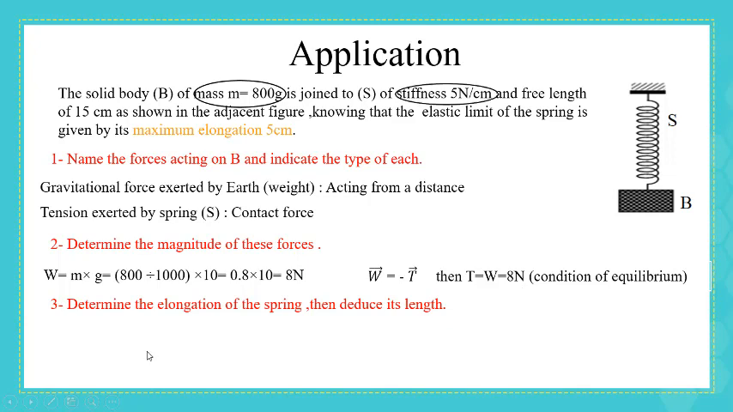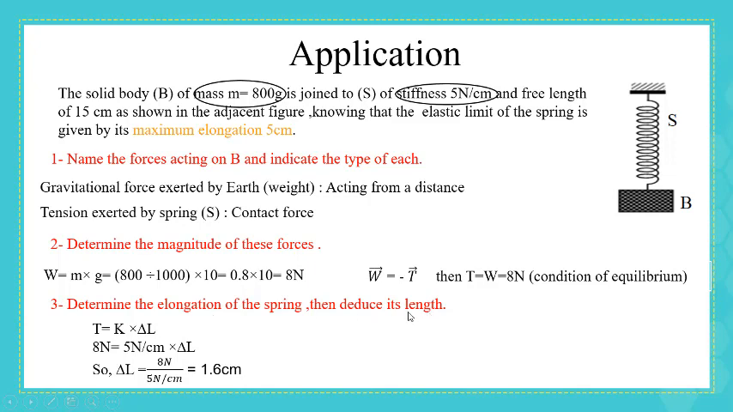So apply Hooke's law, T equals K delta L. T is 80 Newton, K is equal to 5 Newton per centimeter, delta L is the unknown. Then delta L is equal to 8 over 5, it's 1.6 centimeter. This is about the elongation.